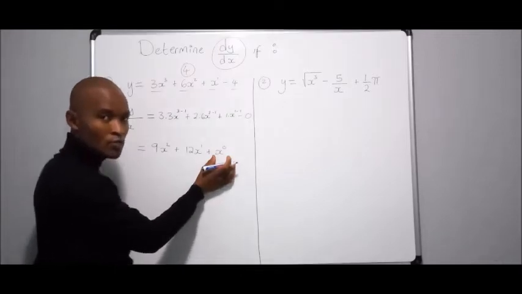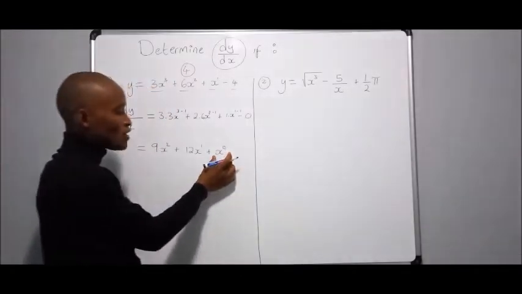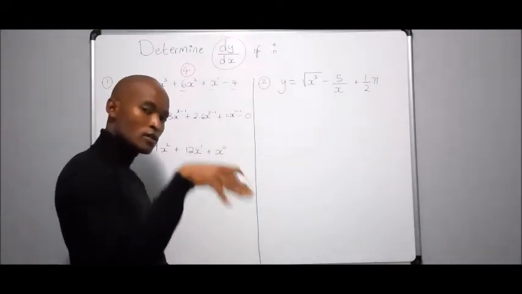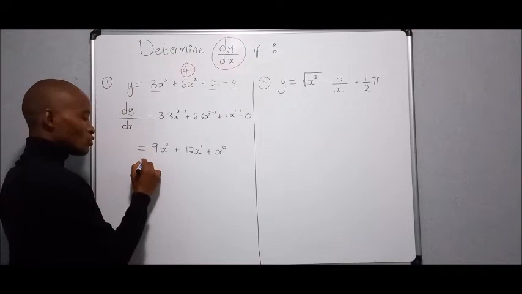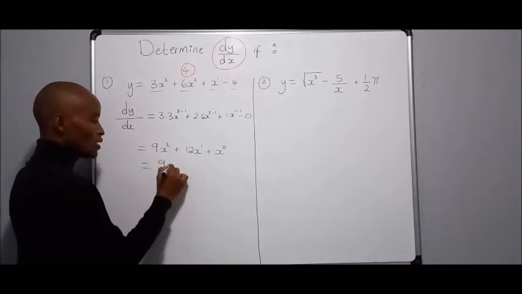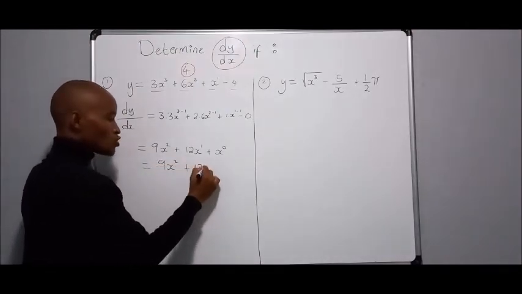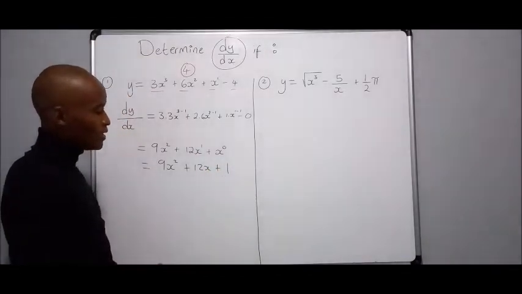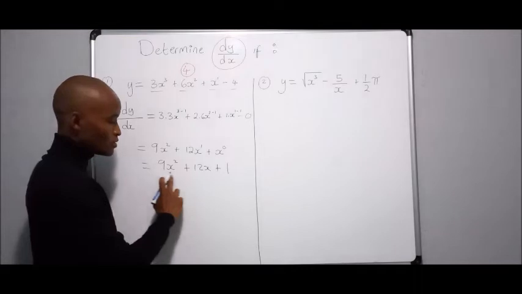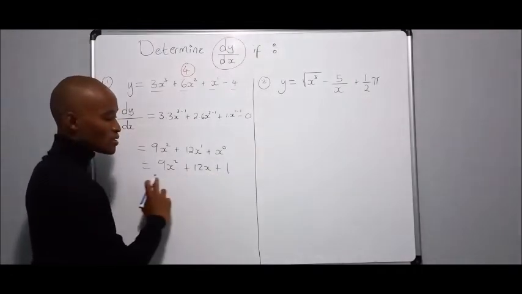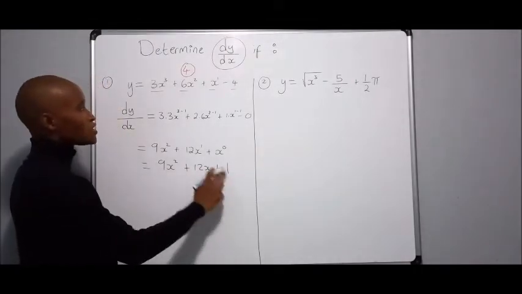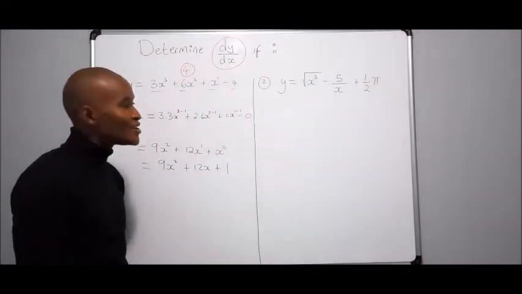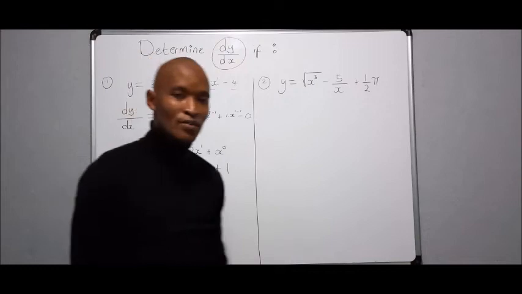You understand that by exponential laws, if you have an exponent of 0, given that your base is not 0, then the result would be 1. So you continue and write this as 9x squared plus 12x plus 1. And that is the function that expresses to us the derivative of this function y with respect to x. Good, guys, we are done with number 1.